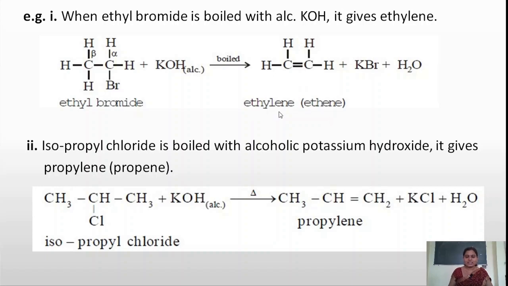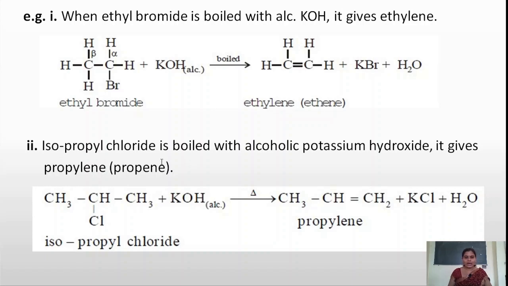In the common name system it is named ethylene, and in IUPAC it is ethene, and this K reacts with Br to form KBr and H2O. OH reacts with this H, and there is a formation of H2O. So you have to remember that in an elimination reaction, the halogen from the alpha carbon and the beta hydrogen are removed. Now, I take a second example here, isopropyl chloride.